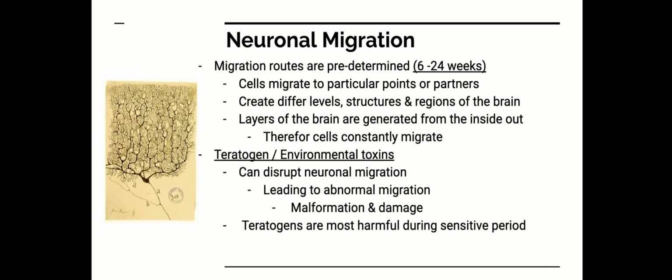Teratogens can cause neuronal migration disruptions. This will lead to abnormal migration, malformation, and damage. Teratogens are most harmful during sensitive periods.